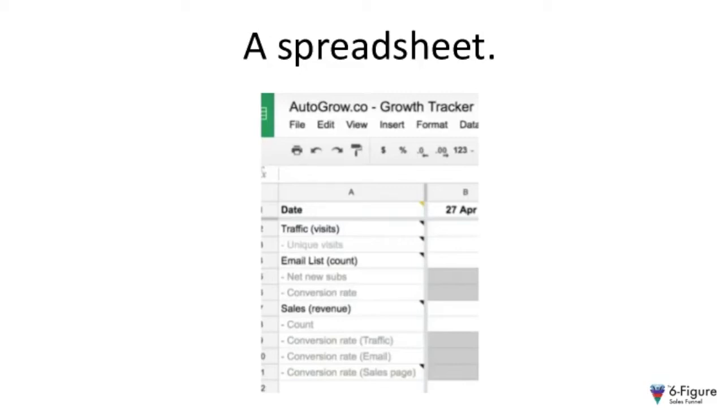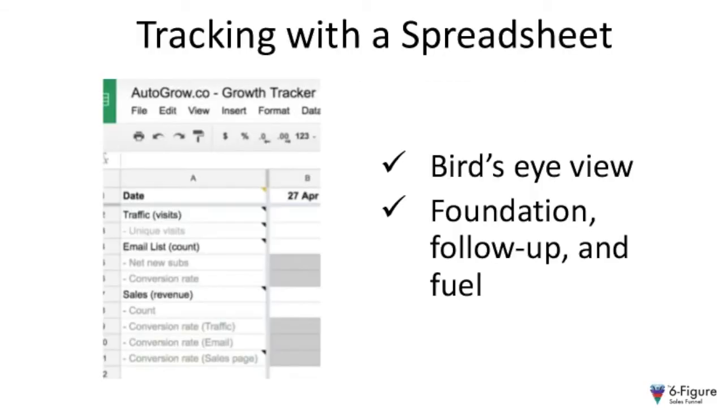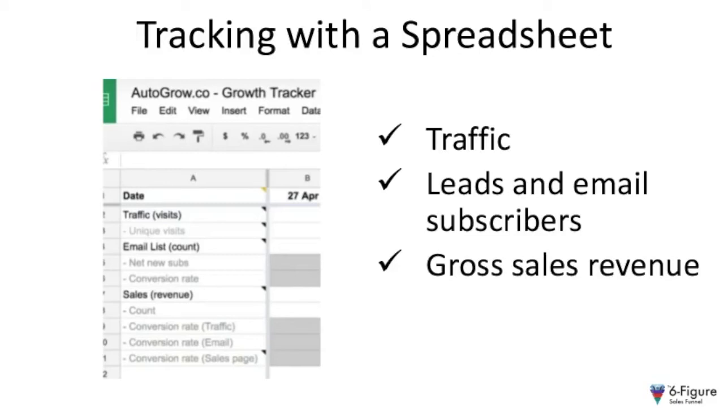If you have a Google account, you have access to Google Sheets, and you can go ahead and set up a proper funnel tracker there in less than 15 minutes. When you set up your tracker, it's important to get that bird's eye view of what's going on at any moment at each key layer of your funnel. Recall from video 1 how we talked about the 3 F's: foundation, follow-up, and fuel. For this reason, the top level stats we're tracking are traffic, leads and email subscribers, and gross sales revenue.